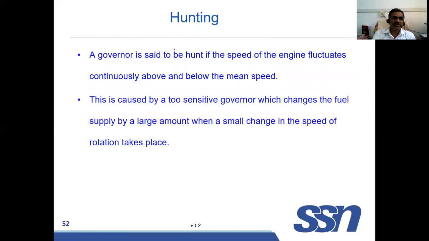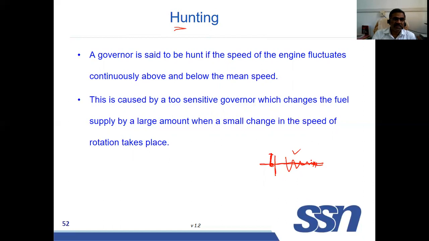So another term is hunting. One governor is there. If you change the speed, the sleeve will lift. If you decrease the speed, the sleeve will come down. If you want to maintain a mean speed, it is rotating at high speed. If you reduce the speed, it has to occupy the mean position. Without occupying the mean position, the sleeve will be moving up and down, up and down. It will take a long time to come to rest. That is known as hunting.